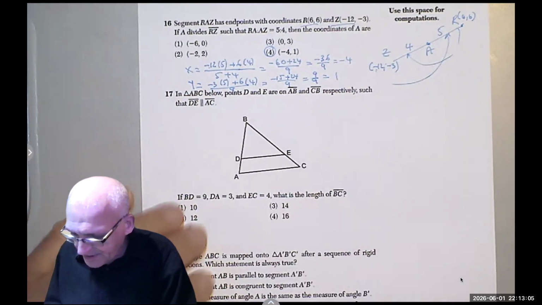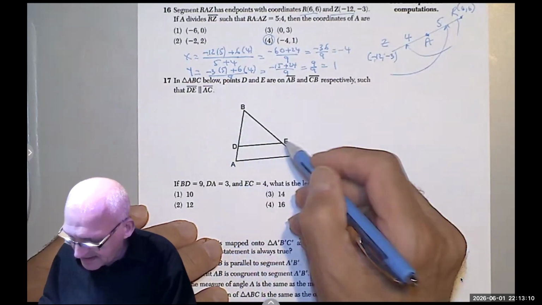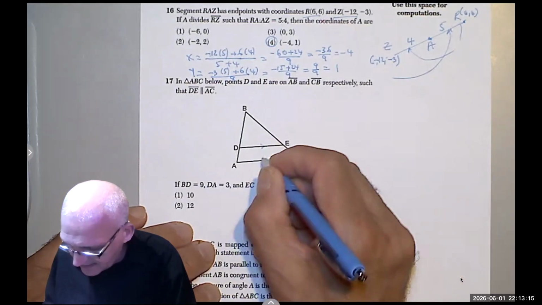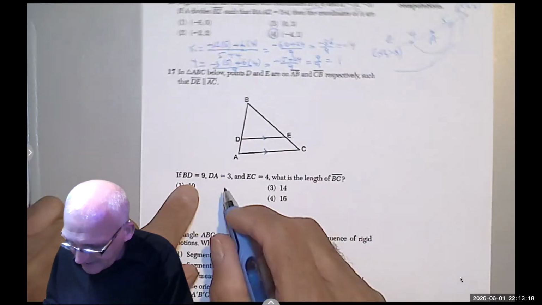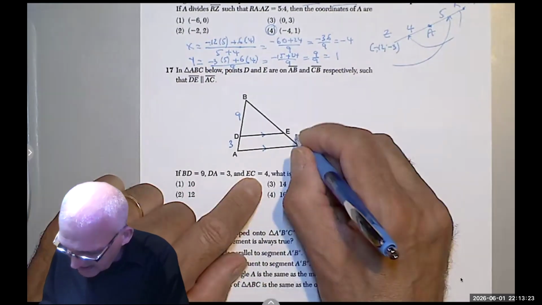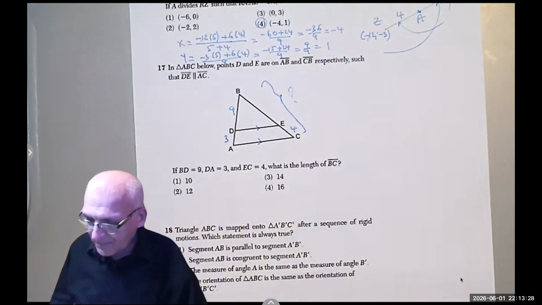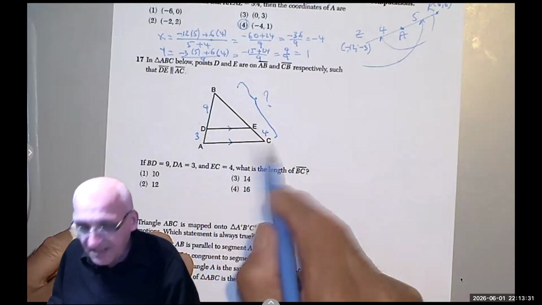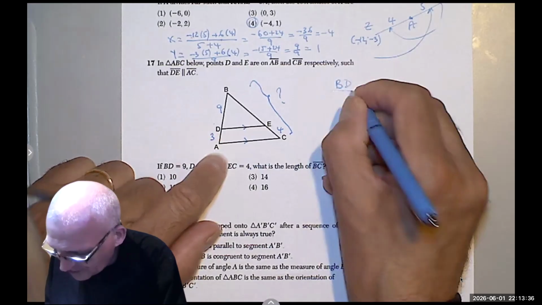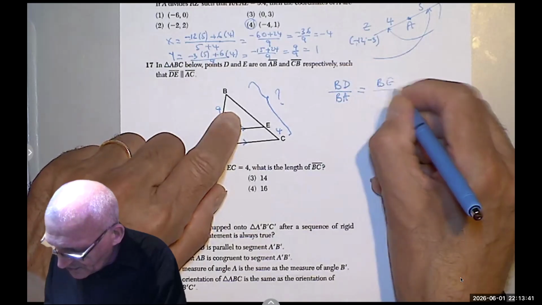In triangle ABC below, points D and E are on segments or sides AB and CB, respectively, such that DE is parallel to AC. If BD is 9 and DA is 3, EC is 4, what is BC? These two triangles, BDE and BAC, are similar. So what I know is that BD over BA must be equal to BE over BC.